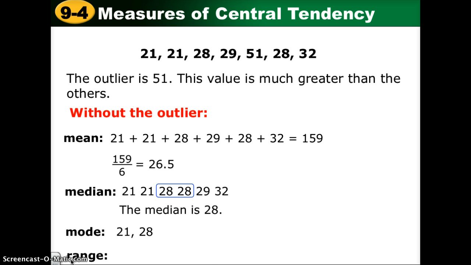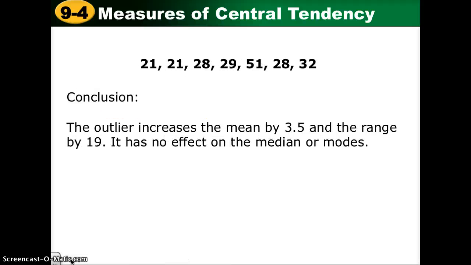Without the outlier, our mean is 26.5. Nothing else changes except for the range, and that just shows that our data is not closer together. The median happens to stay 28 because there are 2 28s in the middle. So to summarize, the outlier increases the mean by 3.5 and the range by 19. It has no effect on the median or modes.